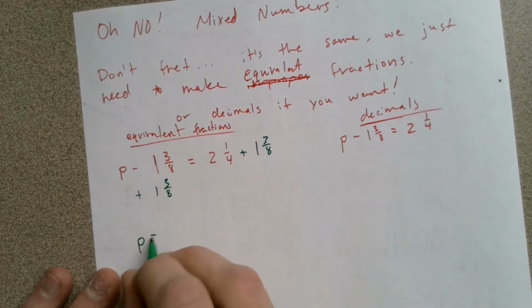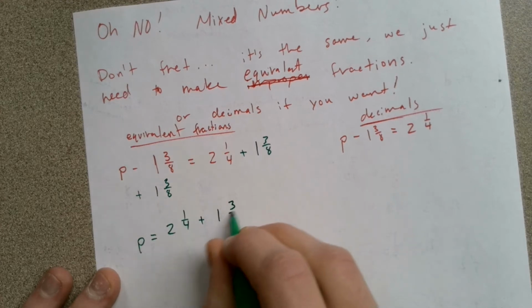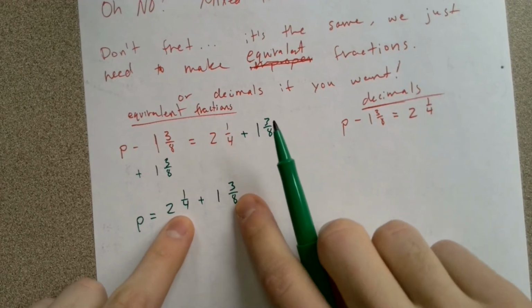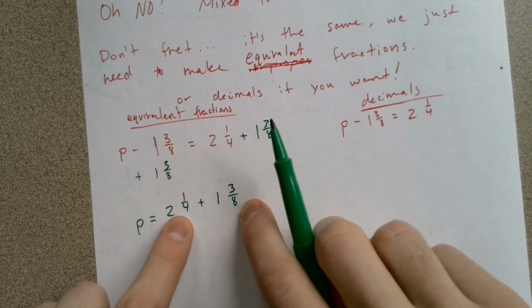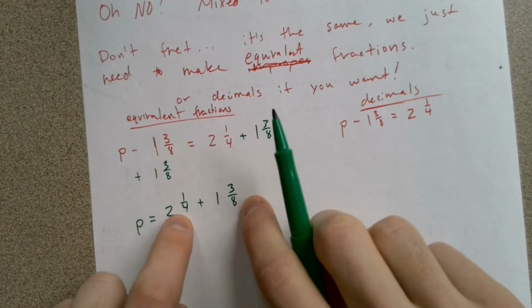And we get p equals 2 1/4 plus 1 3/8. Now, a lot of times I would tell you right now to make these into improper fractions, which we could do, but we don't need to. All we need to do is figure out how to make these something that we can compare. Because I can do 2 plus 1 in my head. I just can't add these fractions in my head.